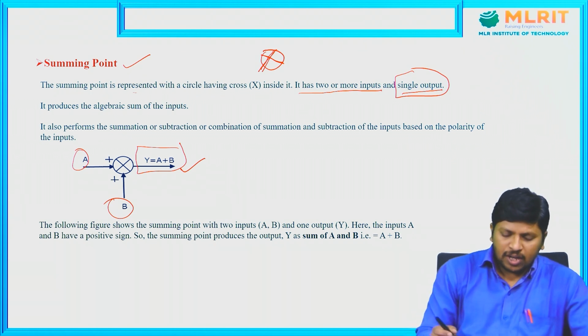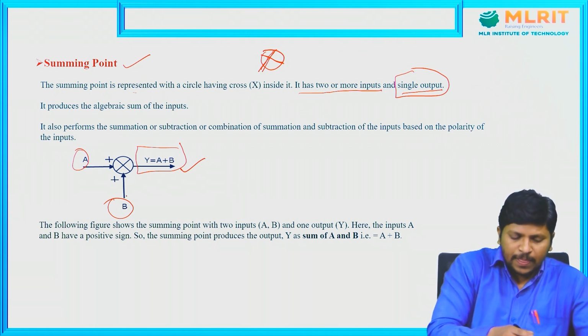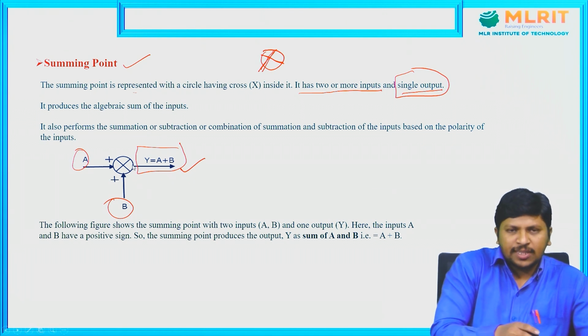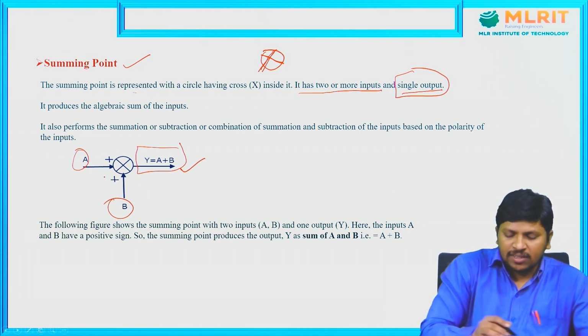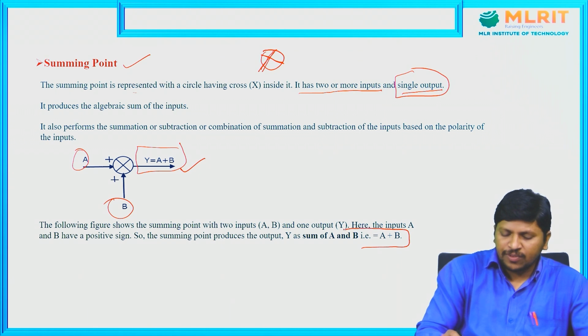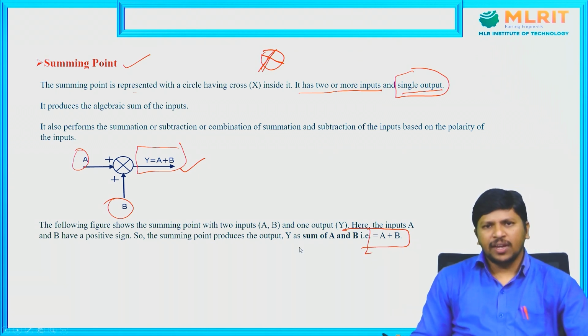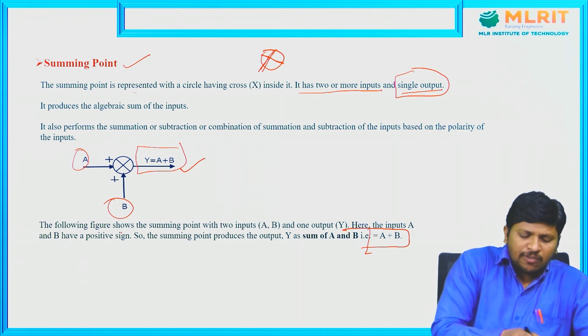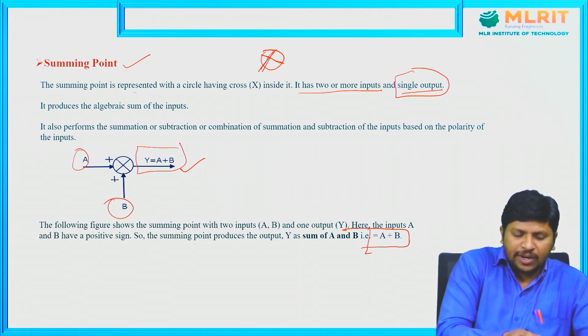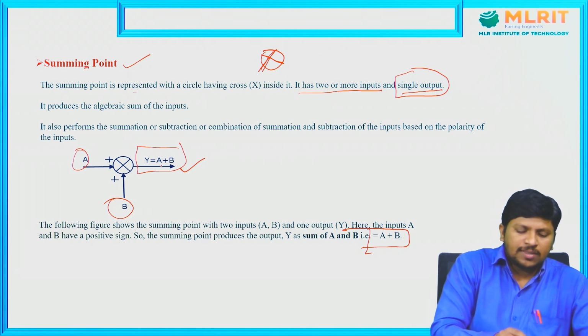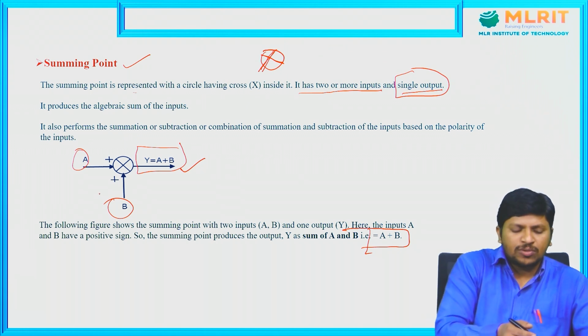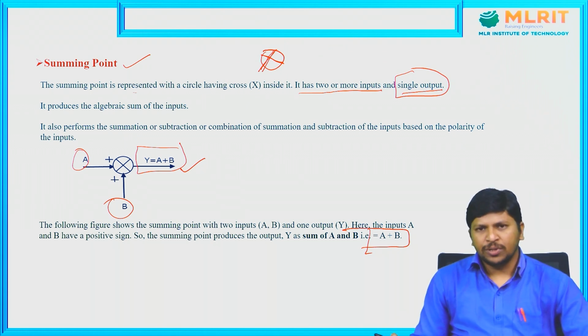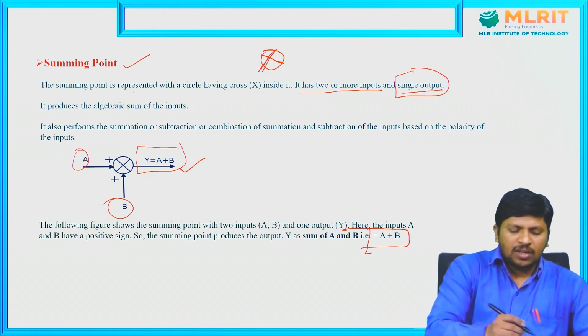Here just observe one more from this diagram. We are going to calculate the output of the summing point. Just adding, finally we get A plus B. Y is the summation of A and B. The following figure shows the summing point, with two inputs A and B and one output Y. So Y equals A plus B. That is our output, right? This is the summation operation.